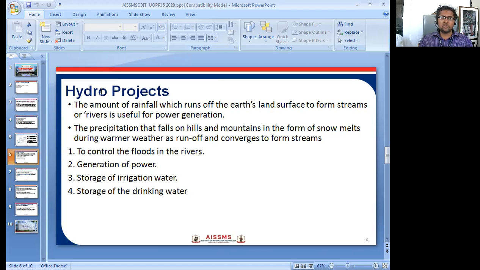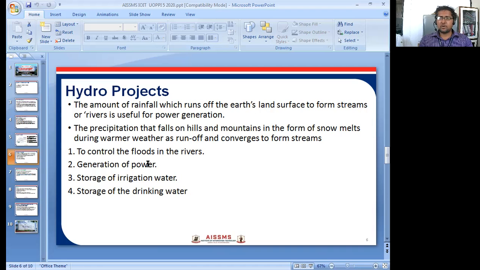So basically, why do we go for a hydro project or hydroelectric power plant? To control the floods in the river. Sometimes there will be heavy rain, and a lot of water will be stored. That water will be transported in the proper way from one point to another point. So it can control the flows in the river.